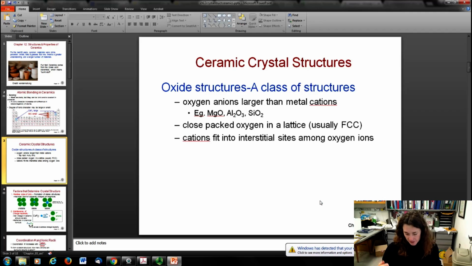For example, iron that has a charge of 2 plus has a radius of 0.077 nanometers, whereas iron that has a charge of 3 plus has a smaller radius of 0.069 nanometers. So that's significantly smaller and helps emphasize the point.